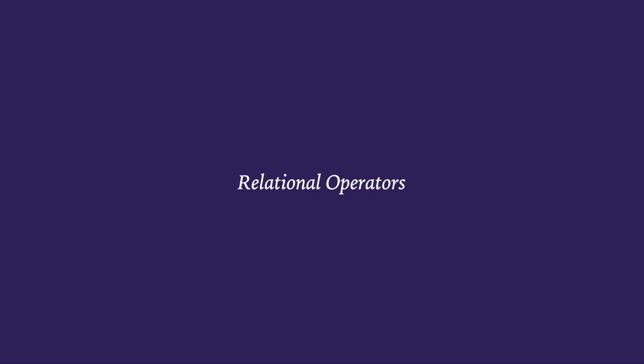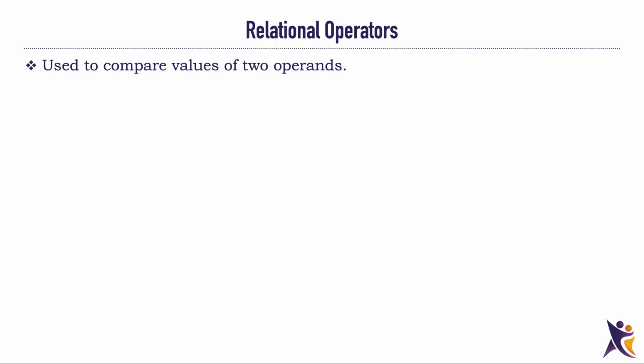Relational operators are the most widely used operators in C language. Not just in C language, but in any other language. If you want to compare two items, then you will be using relational operators, right? So in this video, we'll see what relational operators are and how to use them in a C program, right?